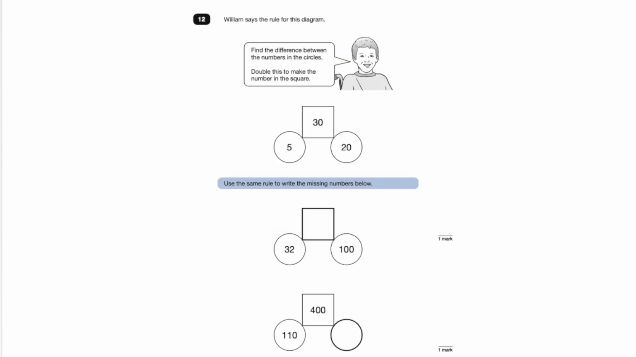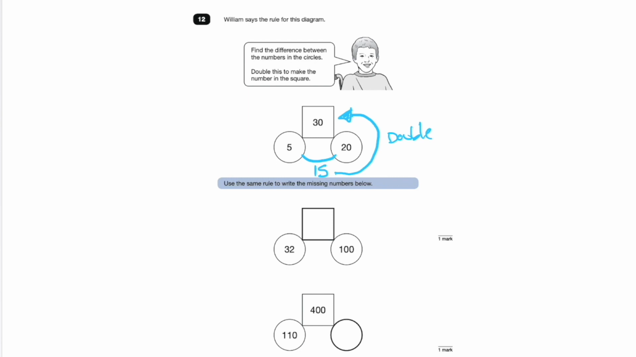Question 12 says, William says the rule for this diagram. Find the difference between the numbers in the circles. Double this to make the number in the square. And then it says use the same rule to write the missing numbers below. So finding the difference between the numbers in the circles, so the difference between 5 and 20 is obviously 15. And then double this to make the number in the square. So we would double that to get the number in the square.